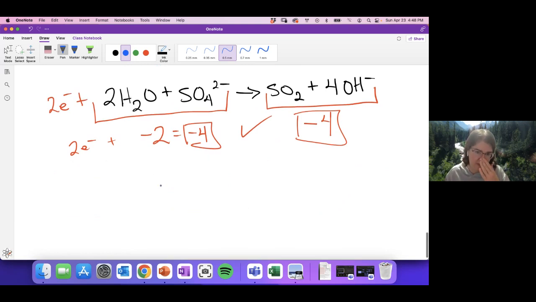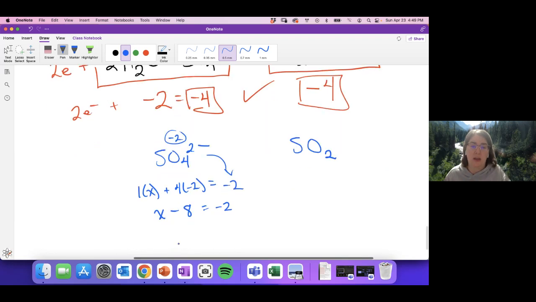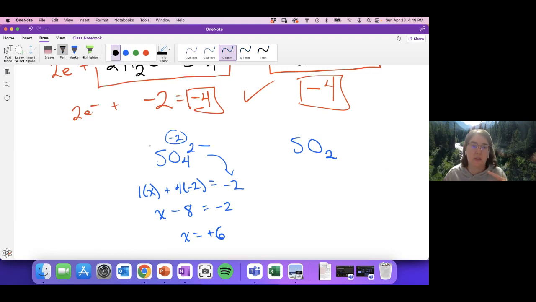There are reasons I'm not a big fan of that. Here's the way I would actually do it. Oxygen has an oxidation state of -2. There's 4 of them, so I have 4 times -2, plus I've got 1 sulfur, which I don't know what its oxidation state is. That's X minus 8 is equal to the overall charge, -2. X is equal to +6. So that is the oxidation state of my sulfur.